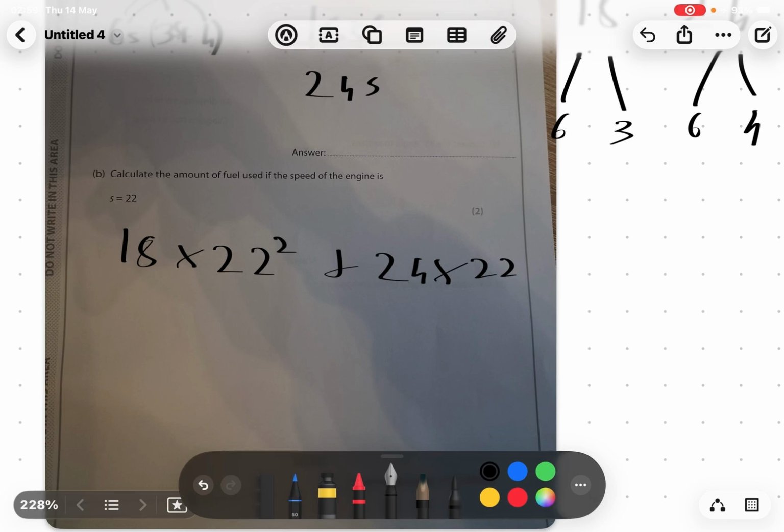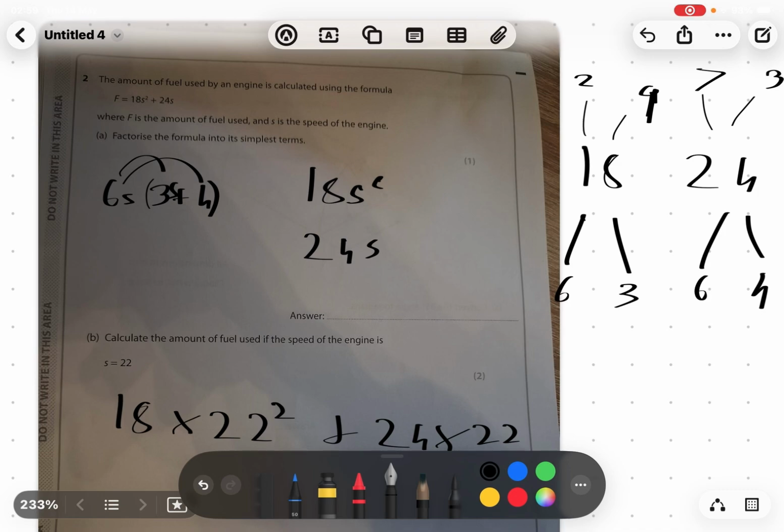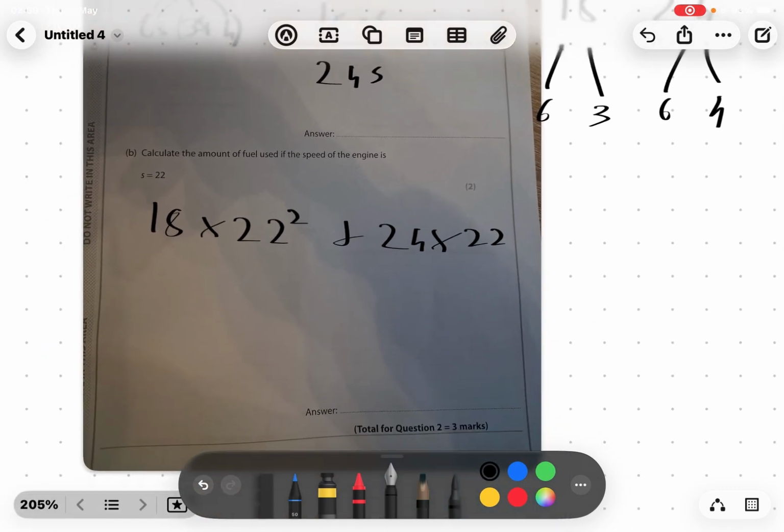Wait, whoa, what did I do on this one? I'm so confused. Yeah, plus 24 times 22. Yeah. And I get 9240.